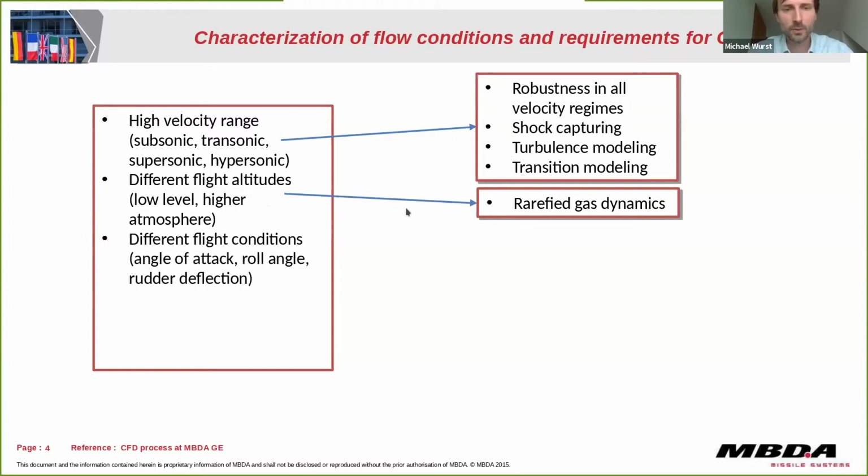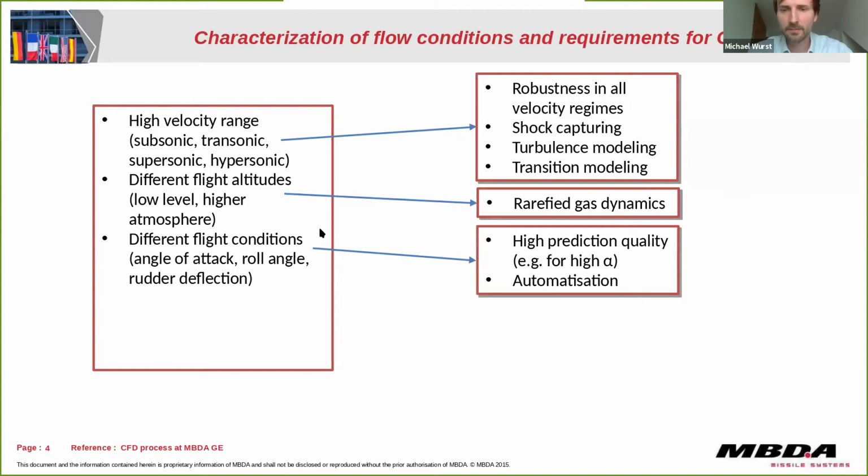Then we have different flight conditions, different angles of attack, different roll angles, rudder deflections. So for a missile, we have to simulate quite a lot of data points. And so we need a high grade of automatization here and also a high prediction quality. For example, for a high angle of attack, which can be in the range of 20 to 40 degrees for a missile.